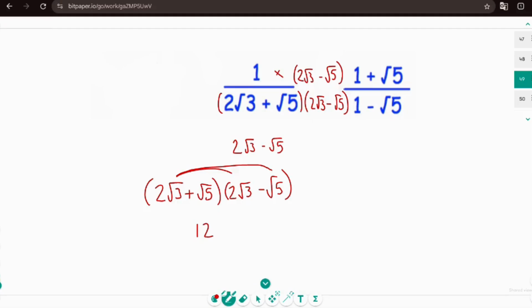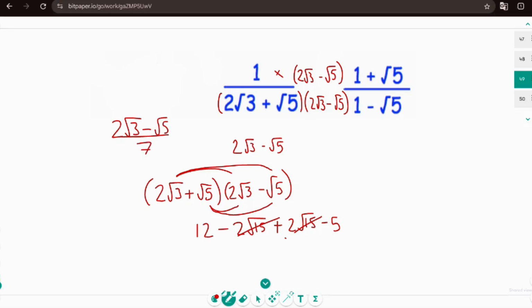2 root 3 times negative root 5 would be negative 2 root 15. Because I can multiply the root 3 by the root 5. Root 5 times 2 root 3. Well, root 5 times root 3 is root 15, so 2 root 15. And root 5 times negative root 5 would just be negative 5. Cancels out. 12 take away 5 is 7. So my final answer I will write over here, 2 root 3 minus root 5 all over 7.